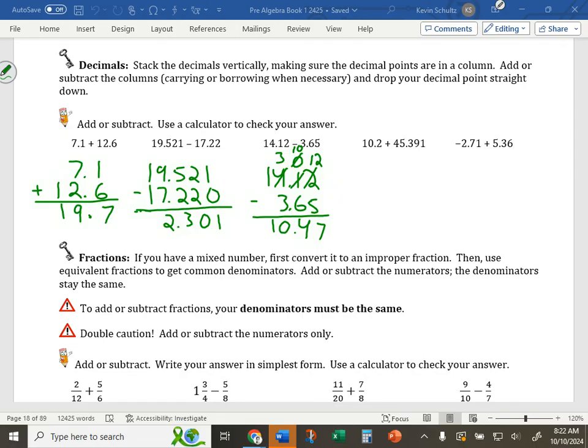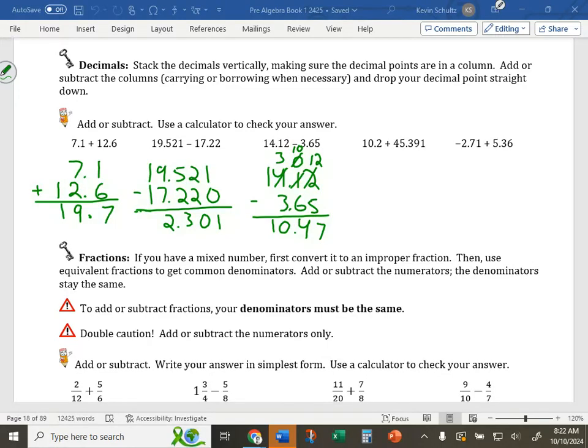That last one, negative 2.71 plus 5.36. What's your strat for that? That negative number coming first might be a little bit tricky. What's your strat for that? Don't you just subtract the bigger one from that one, or is that wrong?